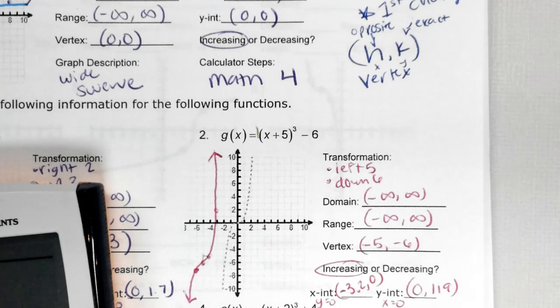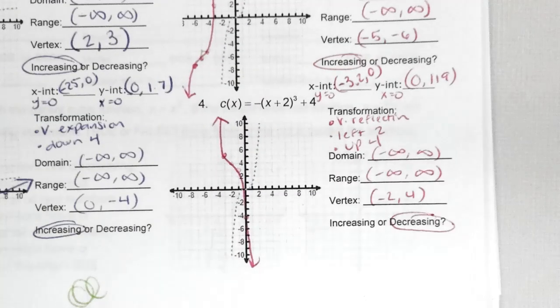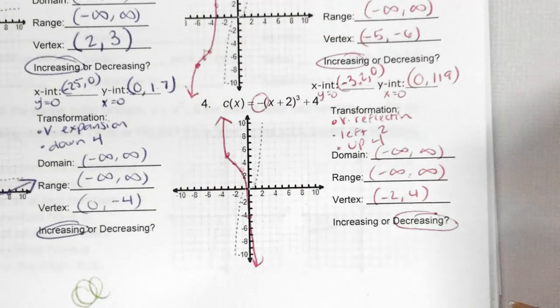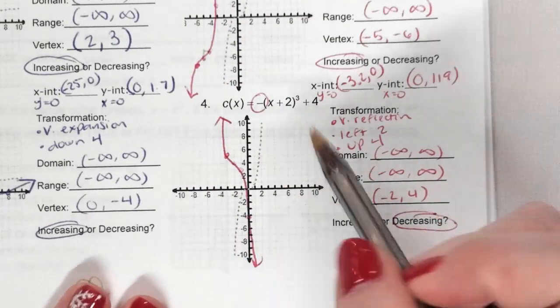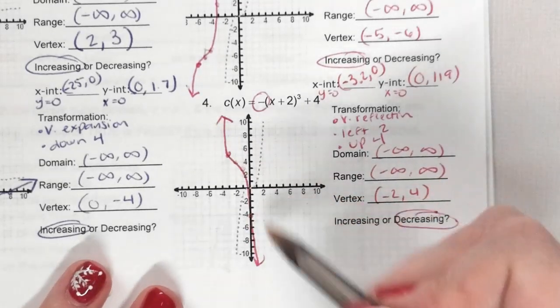What's my vertex of this one? Negative 2, 4. Okay, and is it increasing or decreasing? Decreasing. How do I know it's decreasing? Because of the reflection. The negative. Okay, A is negative. That's how I know it's decreasing, or I graphed it and it's decreasing. From left to right, see how it's going down?